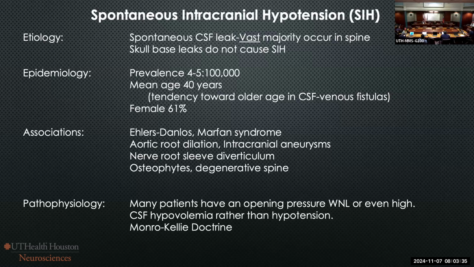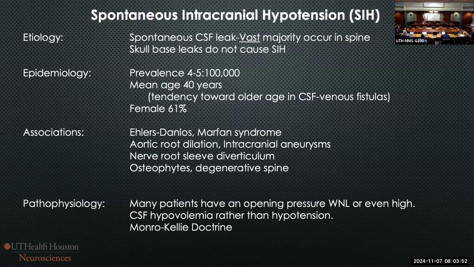The prevalence of this condition is thought to be 4 to 5 per 100,000. For reference, subarachnoid hemorrhage is around 8. So, wow, how do we know that? We don't know that. That number is probably really low. There's probably a lot of people walking around with headaches that don't get diagnosed.